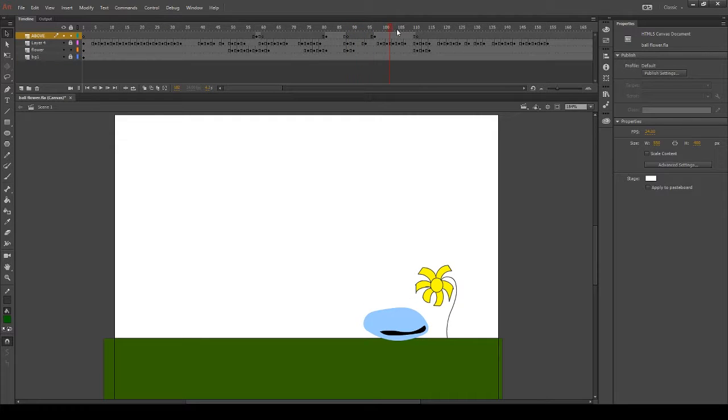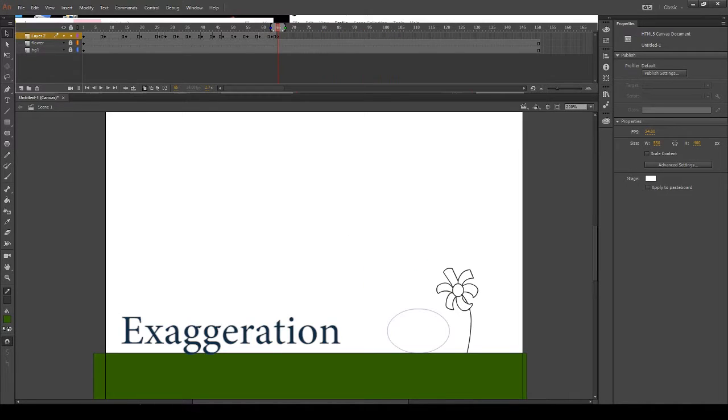And then another example of anticipation is this move where he's just a normal ball. You see him squash down some more, and then that. So those are my instances of anticipation in the ball flower animation.